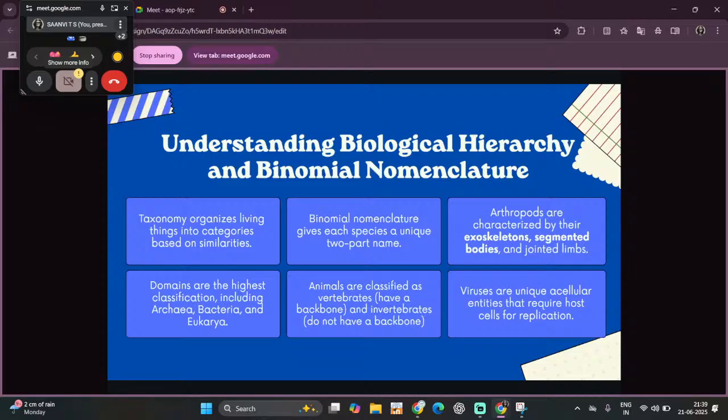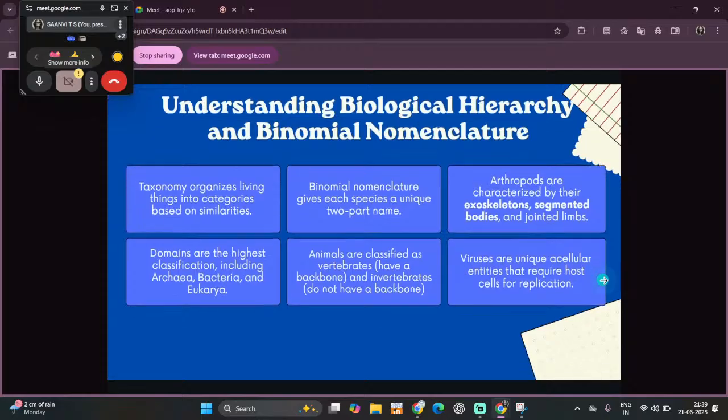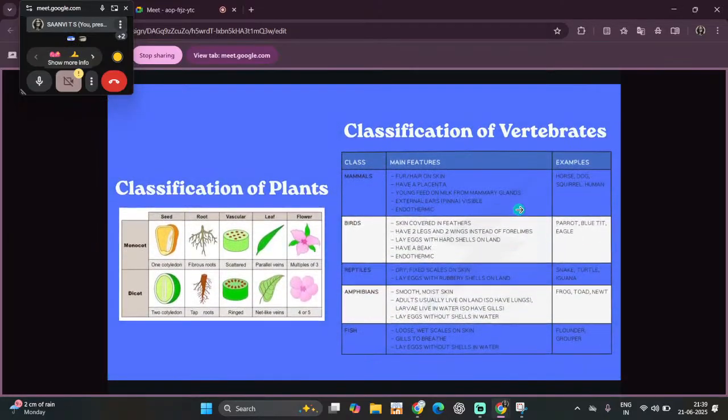And viruses. This is a new different thing. They are unique acellular entities that require host cells for replication. I'm pretty sure everyone knows about coronavirus, right? So here is the classification of the plants, and here is a classification of the vertebrates.